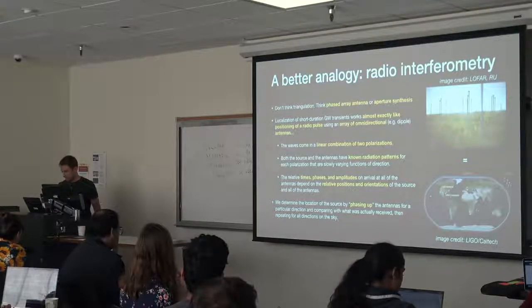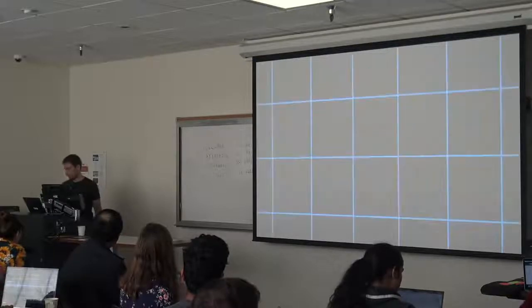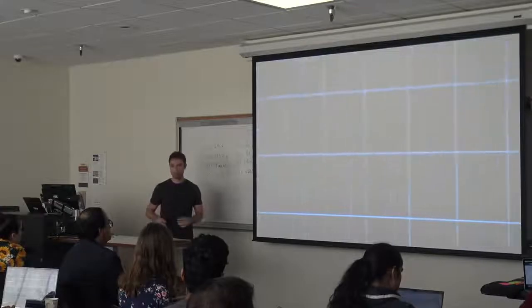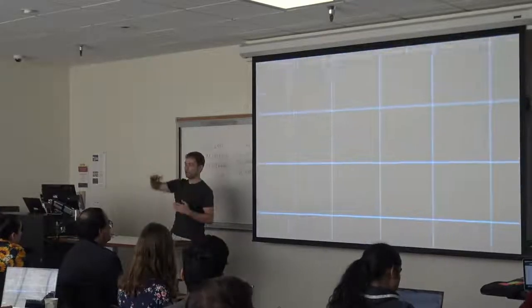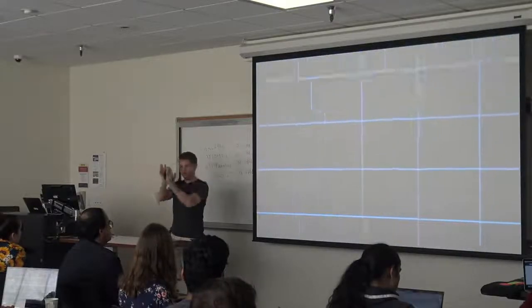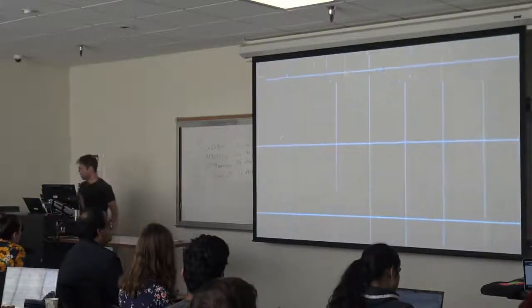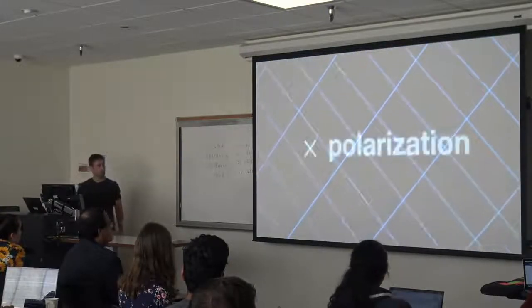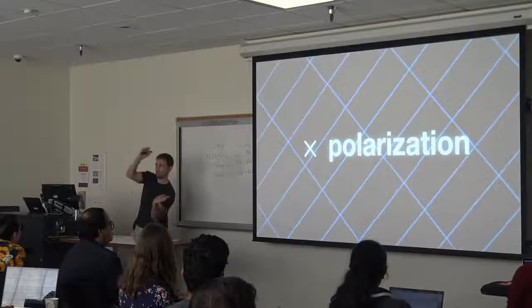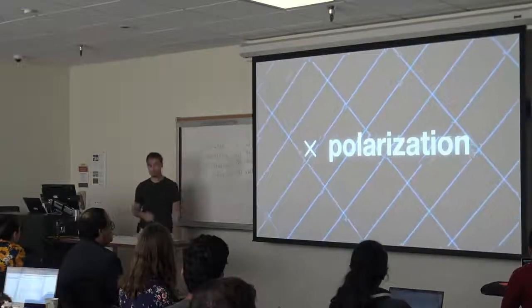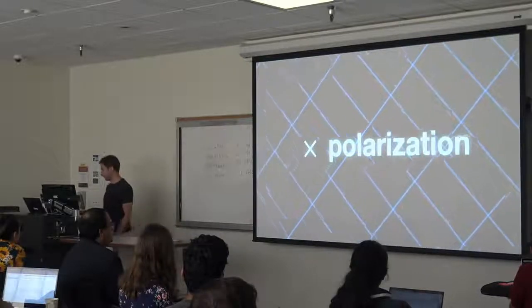So the difficulty is that because these are gravitational waves and not radio waves, the polarization is different. So we have the plus polarization, which as it passes by, squeezes space vertically and stretches it horizontally, and vice versa. So that's the plus polarization. And then we have the cross polarization, which does the same, but at a 45-degree angle. So any polarization is a linear combination of these two.